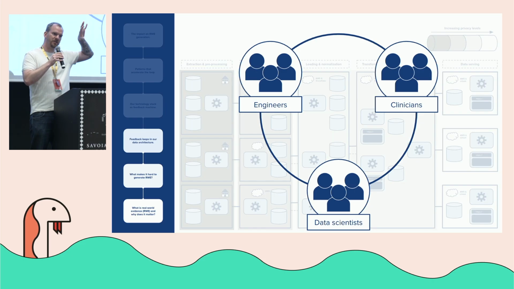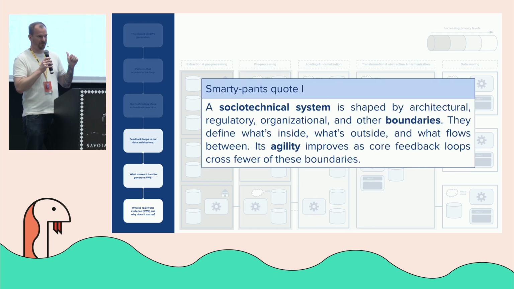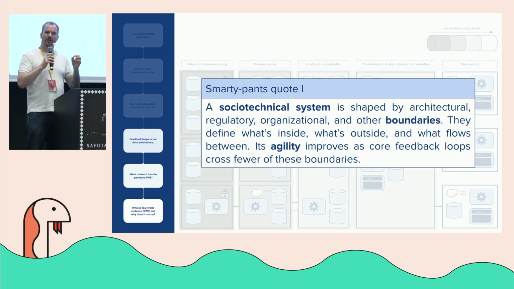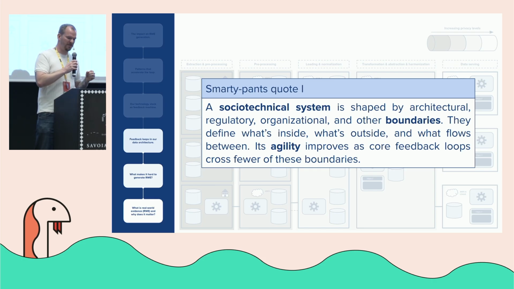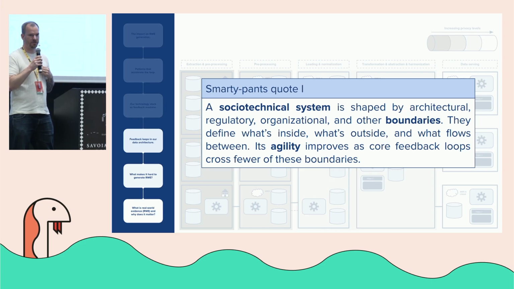So you have different function groups working in a very fragmented system architecture. And I have two SmartyPants quotes. That's my first SmartyPants quote. When you look at the system, this is a socio-technical architecture, right? Why this matters is the communication flow, how people can work with each other. It's not only defined by the technical architecture, it's also defined by the organizational structure.